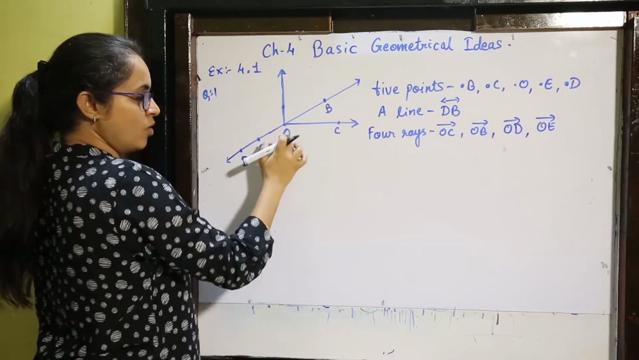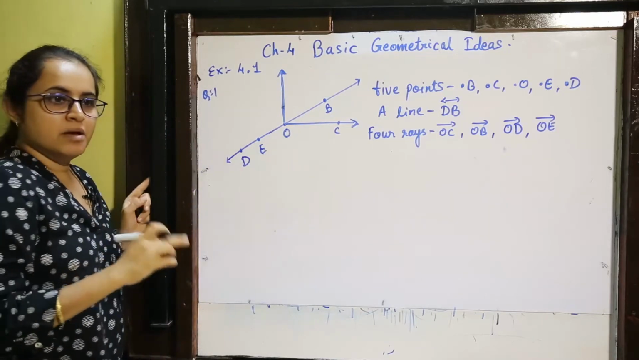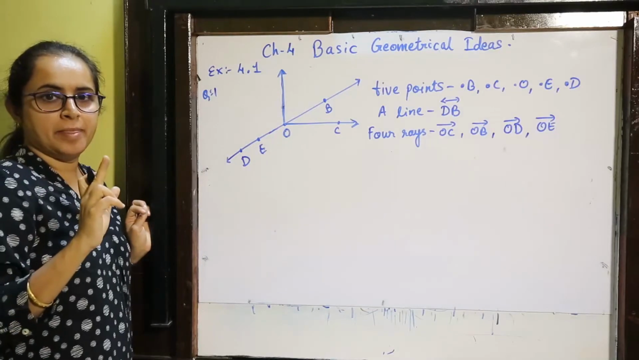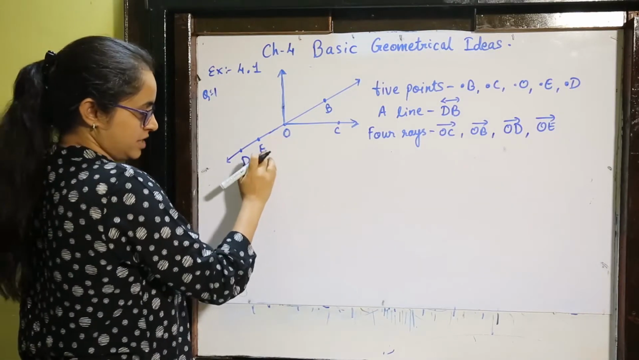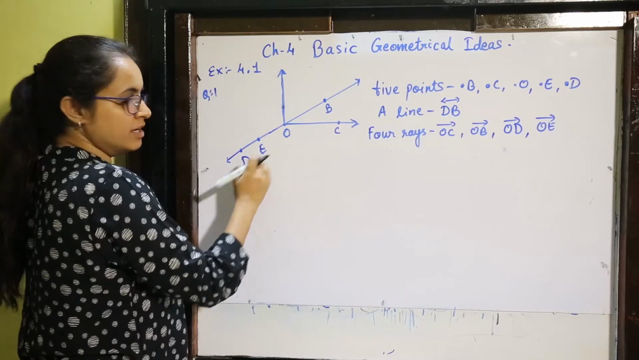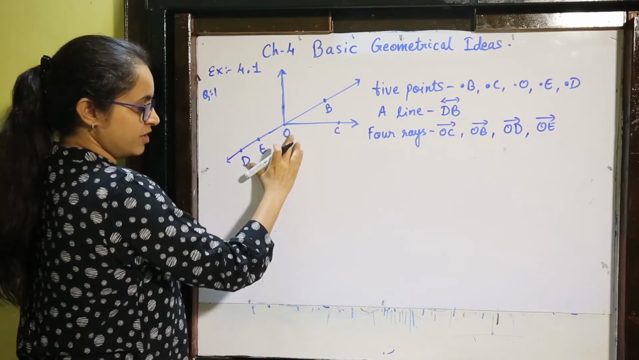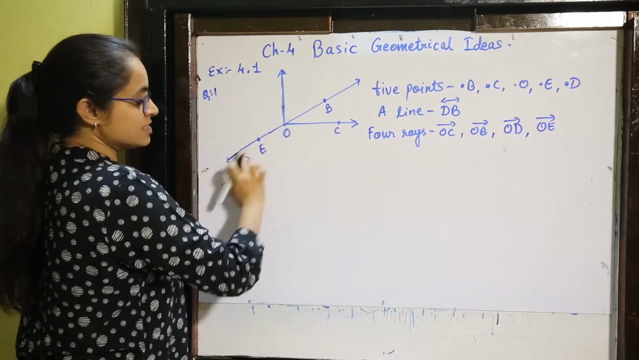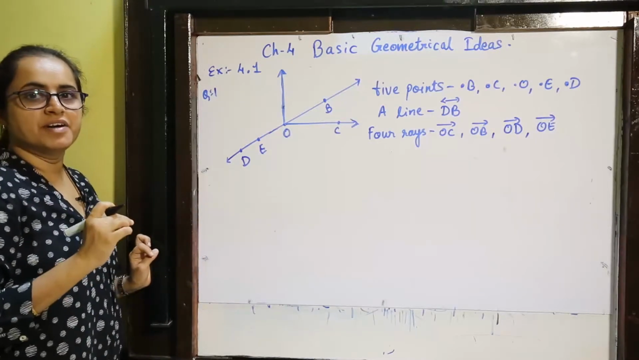Now, OD and OE is the same ray, but we can give a different name to the same ray. Because there are 2 points mentioned over here, you can give different names. One is ray OD, second is ray OE. That is the same ray, but you can give different names.